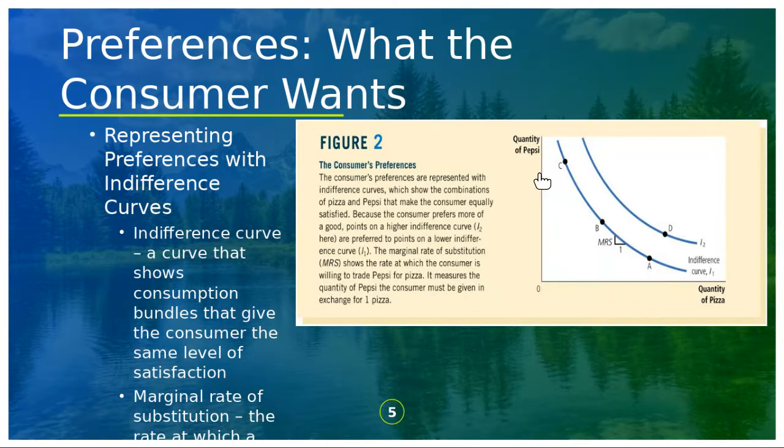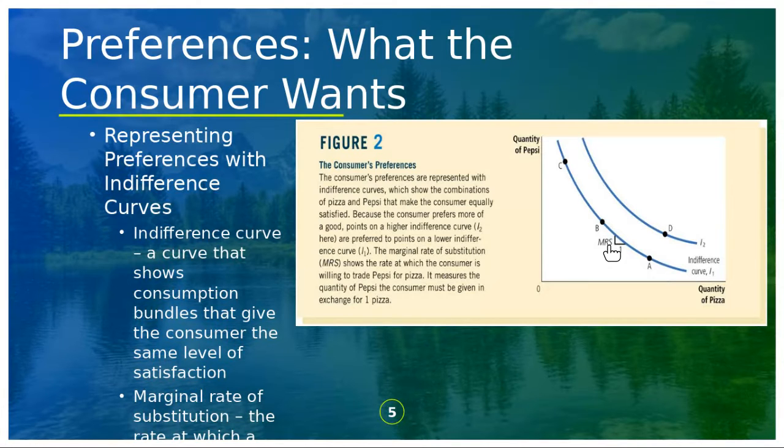But basically, we're saying point A and point C, where C has a higher consumption of Pepsis and a lower consumption of pizza, and point A, which has a much higher consumption of pizza and a much lower consumption of Pepsi, are equivalent, and also equivalent to point B. Now, the interesting thing here is that this indifference curve also has a slope, and the indifference curve slope is also important. The indifference curve slope is the marginal rate of substitution. And the marginal rate of substitution shows us the rate at which a consumer is willing to trade Pepsi for pizza. In effect, it measures the quantity of Pepsi the consumer must be given in exchange for one pizza.